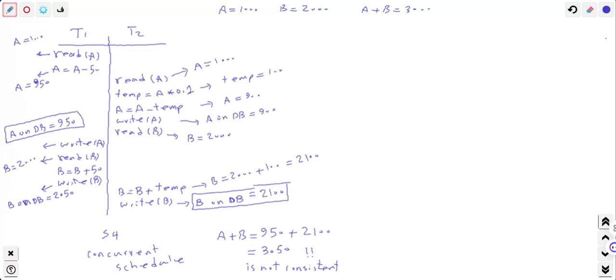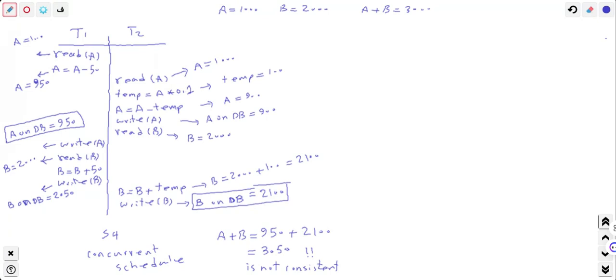So, in brief, we know that every serial schedule is consistent. So, serial schedules are important and have an important property, which is consistency. Every serial schedule is consistent. But about concurrent schedules, we are not sure. What can we do for a concurrent schedule to be consistent?